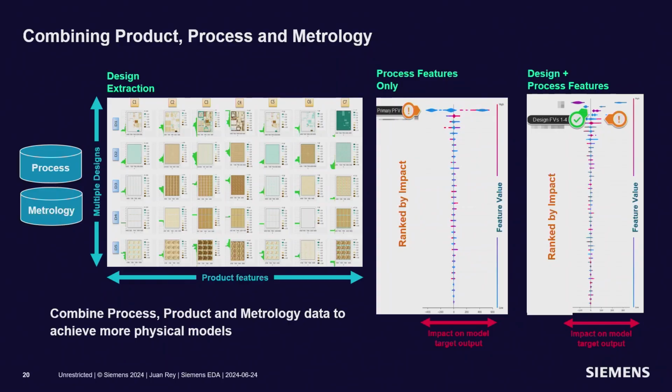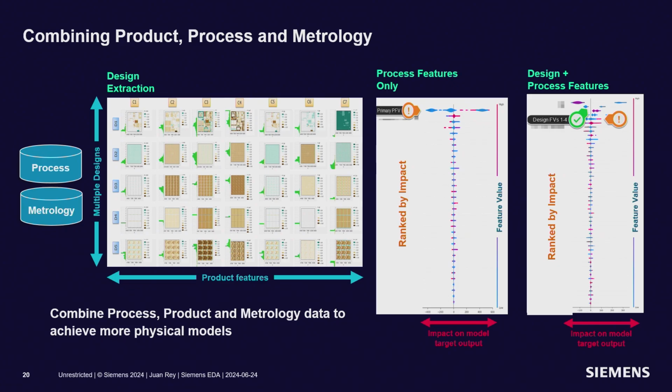Now, how does this work? What we see here is the same example that I had before, but now focusing on the left on what you obtain when you train your model with process features only. And you see here that you have a very clear area where you need to put a lot of focus. Let's say that this is the temperature of your chemical vapor deposition chamber, right?